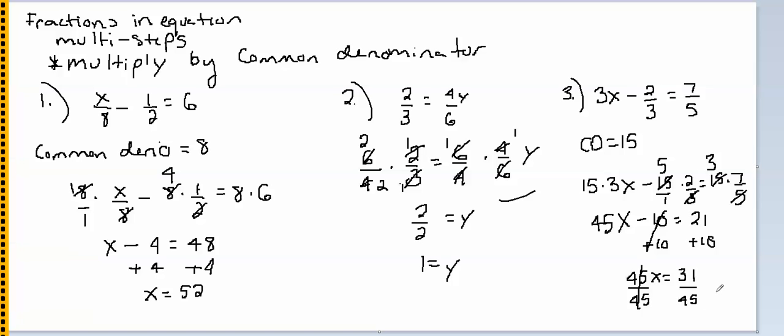So if I can reduce 31 over 45, well, think of 31. I can't think of anything that divides into 31. 2 doesn't, 3 doesn't, 4 doesn't, 5 doesn't. I don't think so. And the only things that divide into 45 are like 3, 9, 5. So this is already as reduced as it's going to get. So x is going to equal 31 over 45. Normally I'd rewrite it, but I'm running out of room there. And it's okay to have fractional answers as well.